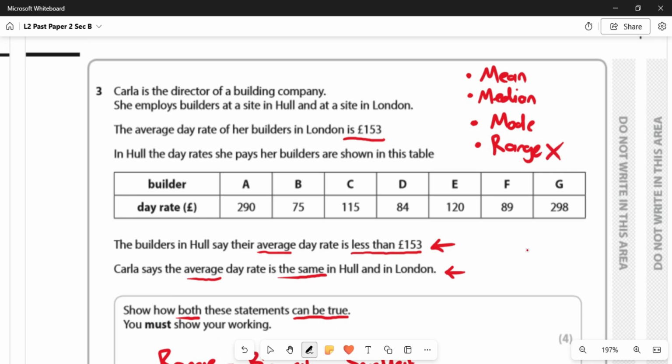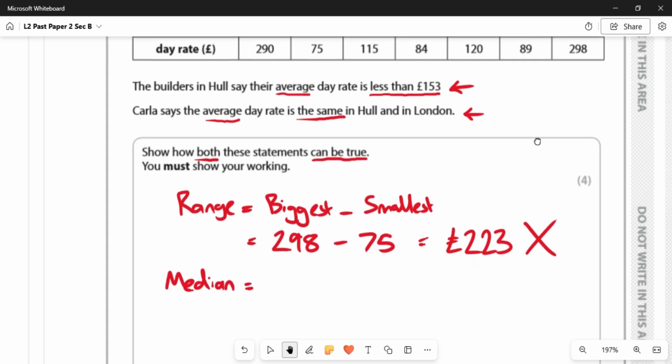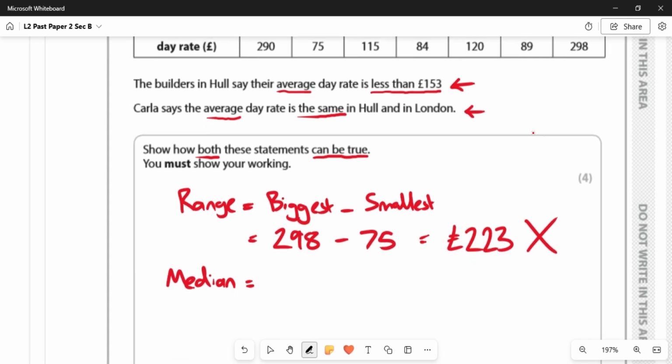What about the mode? Well, there is no mode. Can you see there's no value that's repeating? So again, we can ignore that one. So I reckon it's got to be the mean and the median for our 2 averages. Let's do the median first. I'm going to have to put them in order first, aren't I? Okay, so let's put them in order.